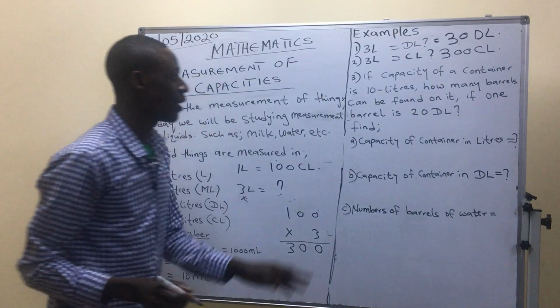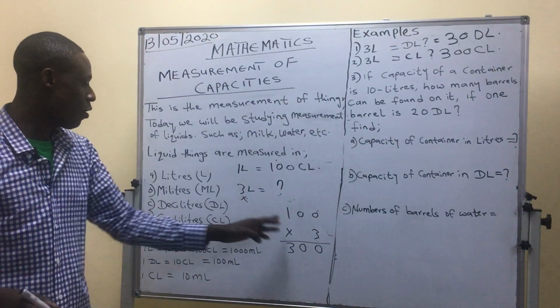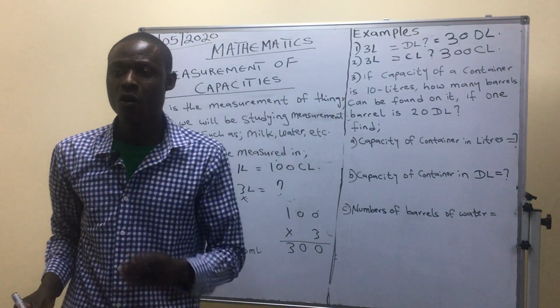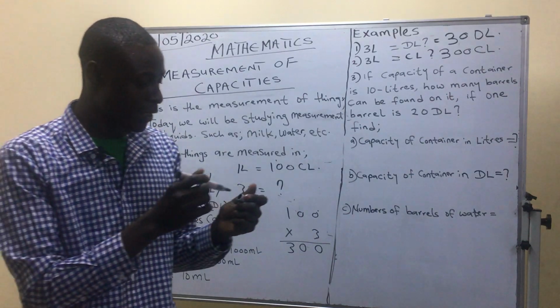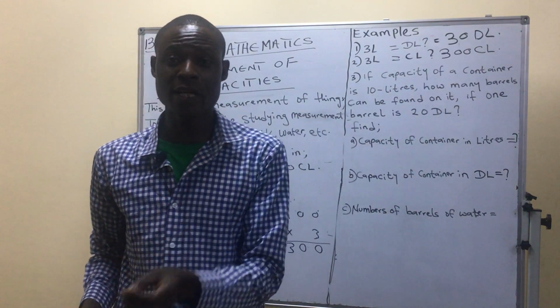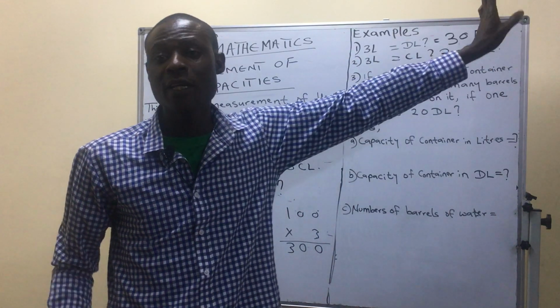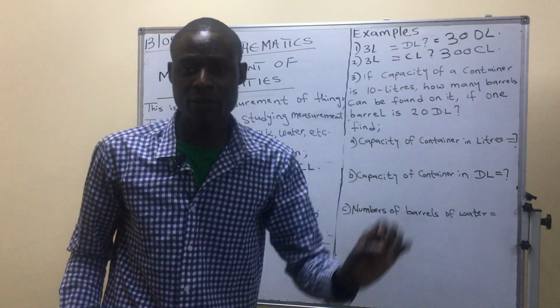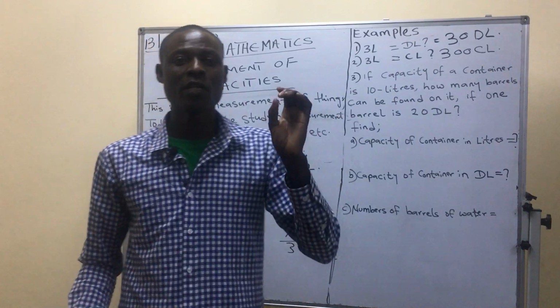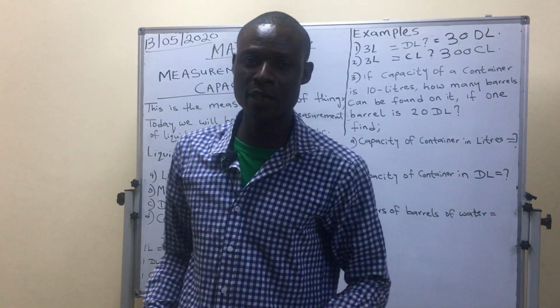300 centiliter. If you multiply 3 by 100, you have 300. So the final answer is 300 centiliter. So 3 liters is equal to 300 centiliters.